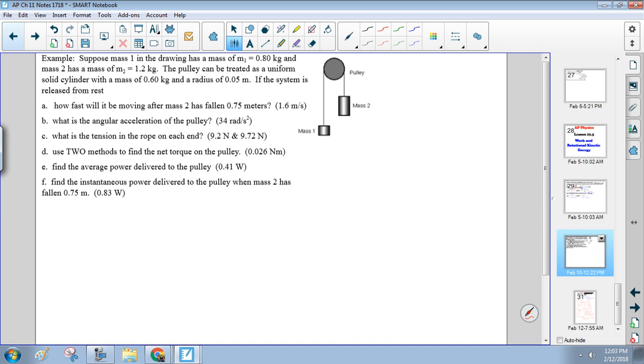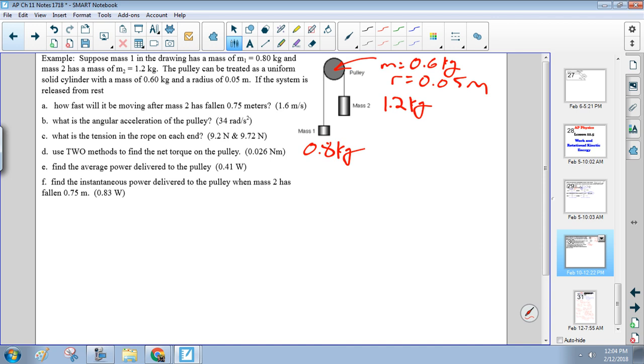Okay, so this one is a system of objects. This solution is a little bit different from what I showed you guys in the last video. In the last video, we did this by looking at torque. This time, we're going to look at it as conservation of energy. Okay, so here we go. We've got these two masses. So here's what it tells us. It tells us that mass 1 is 0.8 kilograms, and that mass 2 is 1.2 kilograms. This disk up here has a mass of 0.6 kilograms and a radius of 0.05 meters.